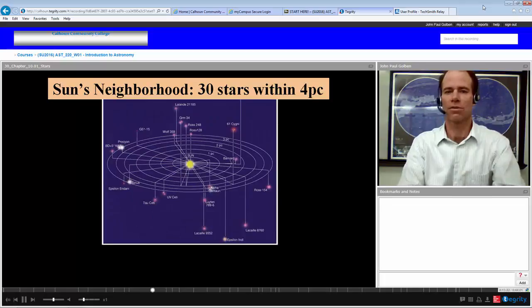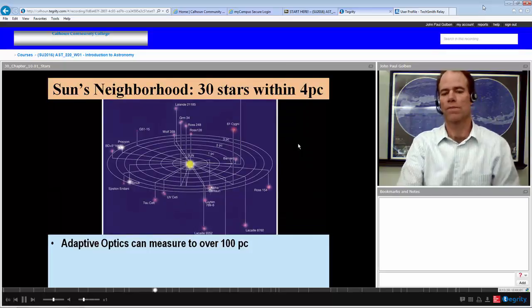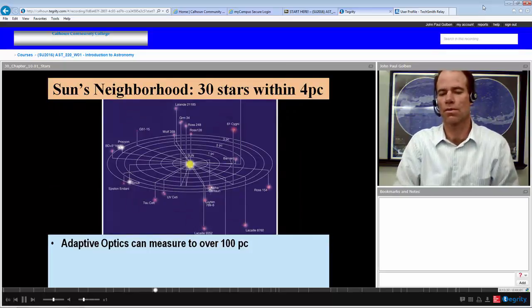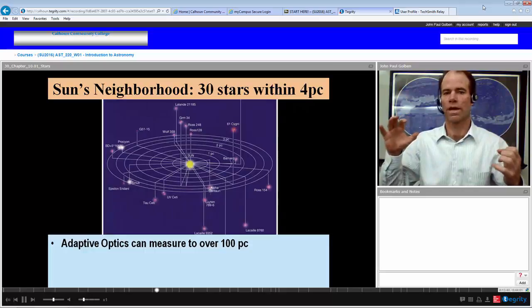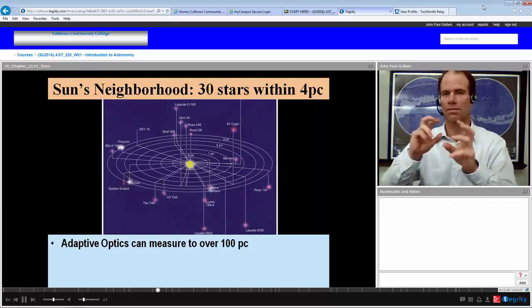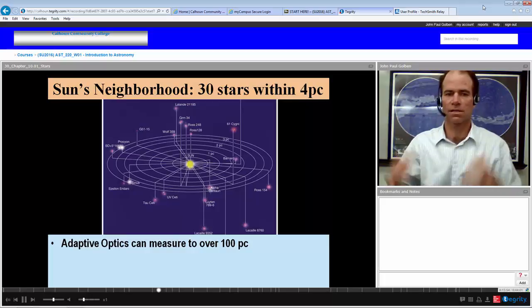In the sun's neighborhood, there are 30 stars within 4 parsecs of the sun. That's still quite a distance away, and only 30 of them within that distance. We can measure distances to over 100 parsecs if we use adaptive optics. Adaptive optics is a way to account for the Earth's atmospheric effects by either computer enhancement or the movement of secondary mirrors to account for all these effects of the Earth's atmosphere.